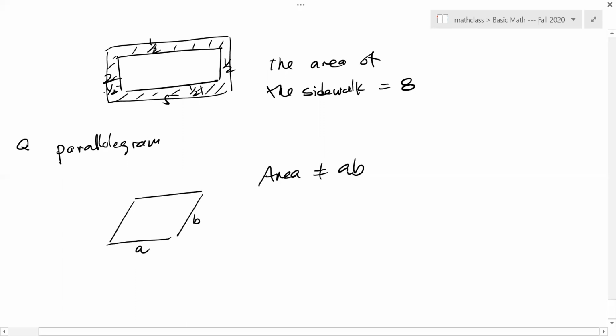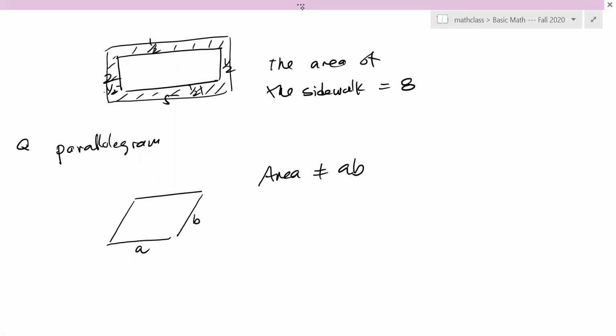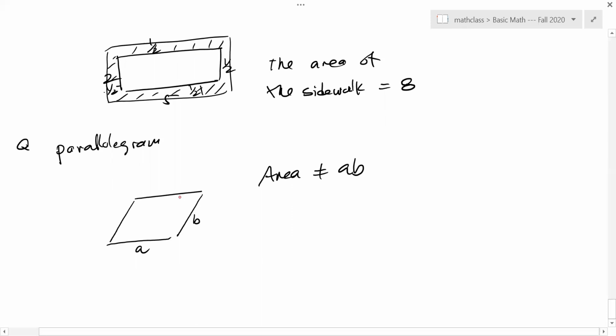Now that's become a research project, right? How do we do that? What kind of information do we need in order to tell the area of this parallelogram? The idea is simple. You can cut it.